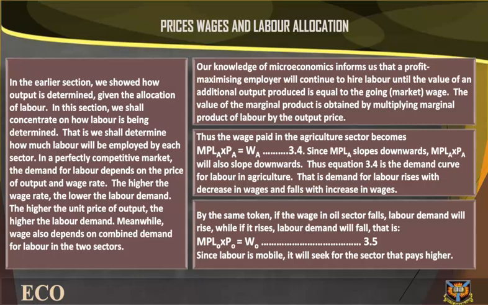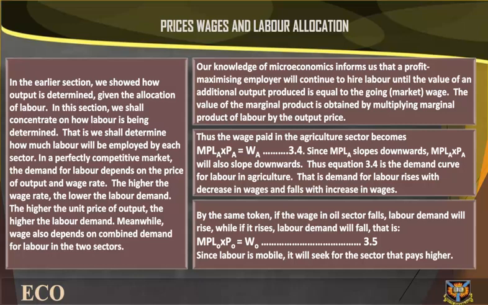Our knowledge of microeconomics informs us that a profit-maximizing employer will continue to hire labor until the value of an additional output produced is equal to the going market wage. The value of the marginal product is obtained by multiplying the marginal product of labor by the output price. Thus, the wage paid in the agriculture sector becomes MPLA times PA. Since MPLA slopes downwards, MPLA times PA will also slope downwards. Thus, equation 3.4 is the demand curve for labor in agriculture. That is, demand for labor rises with a decrease in wages and falls with an increase in wages.